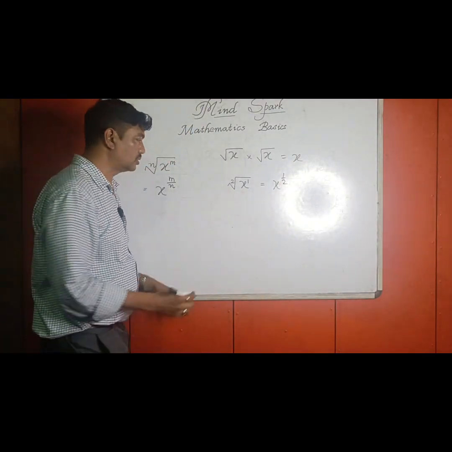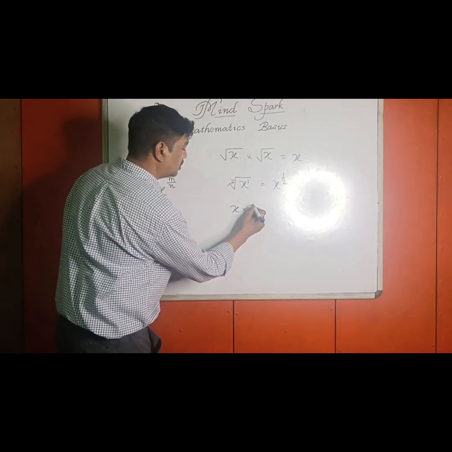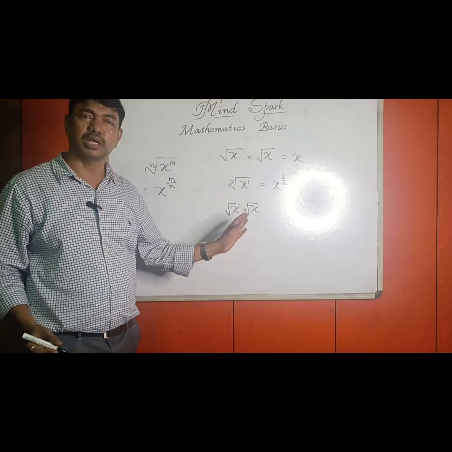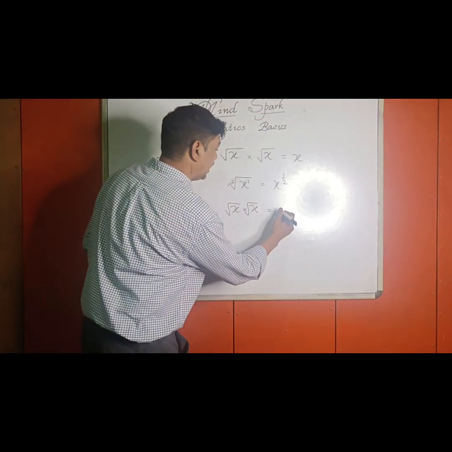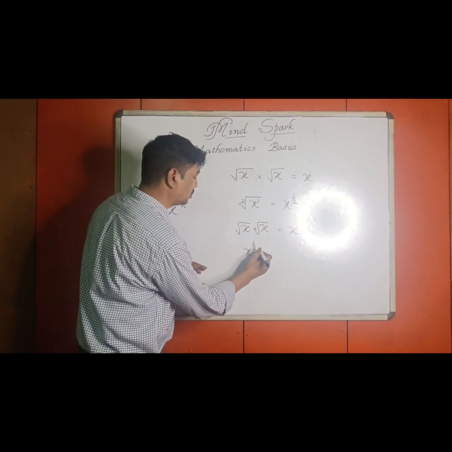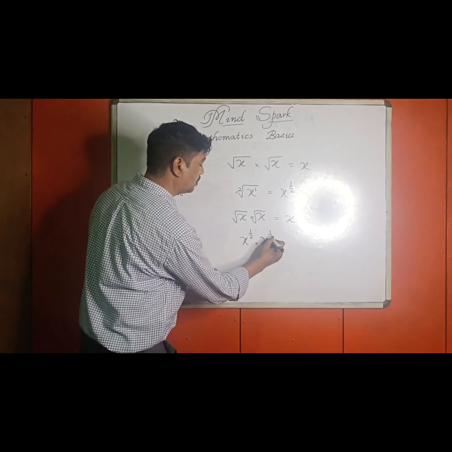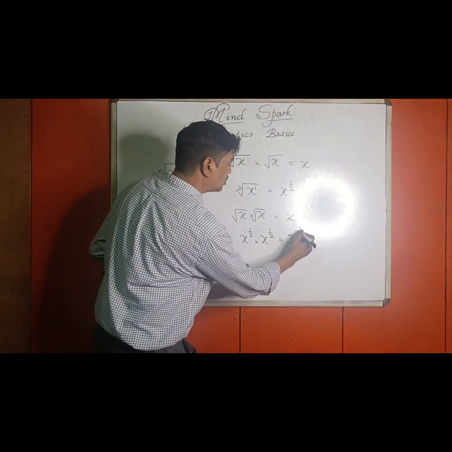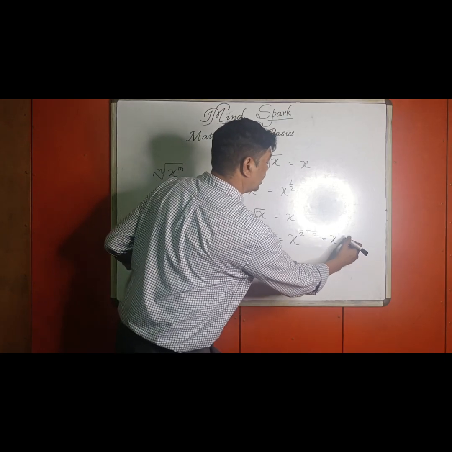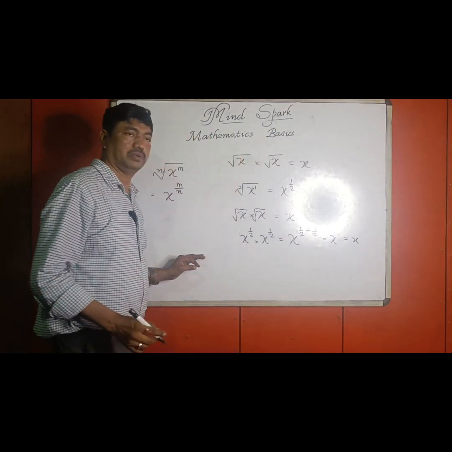Is it clear? Next, root x into root x is x itself. How to remember this? x raised to 1 by 2 into x raised to 1 by 2 is equal to x raised to 1 by 2 plus 1 by 2, that is x raised to 1, which is equal to x.